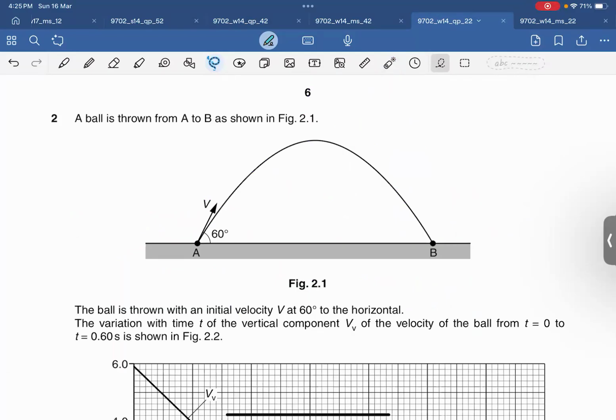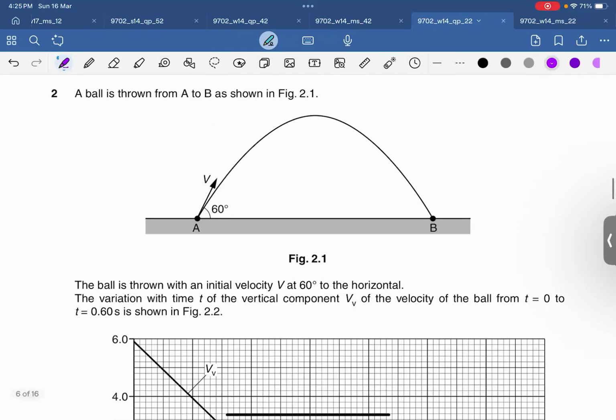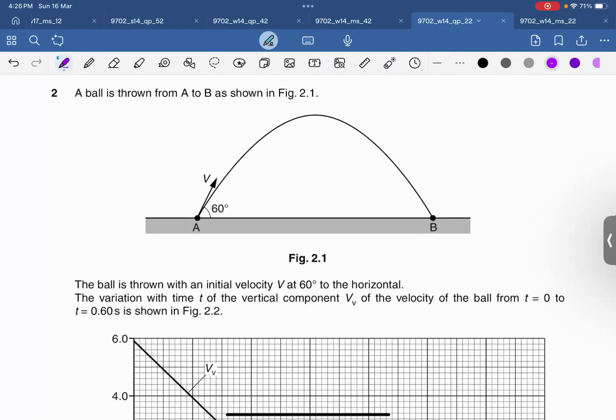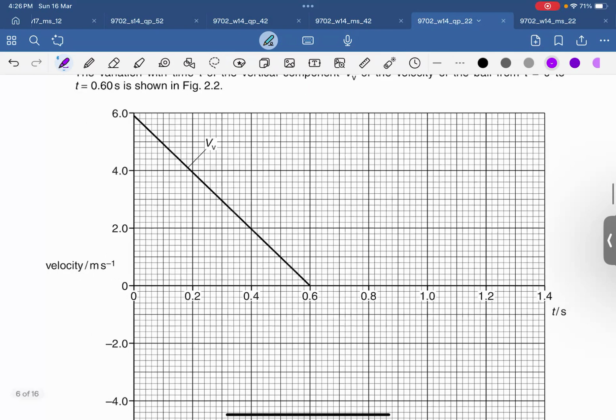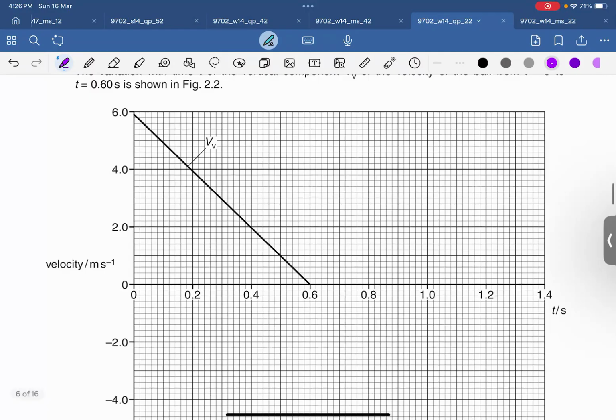A ball is thrown from A to B as shown in figure 2.1. The ball is thrown with initial velocity v at 60 degrees to the horizontal. The variation with time t of the vertical component of the velocity of the ball from t equals 0 to t equals 0.6 seconds is shown. Okay. Can you tell me what this point will be, or where this point will be in the diagram?